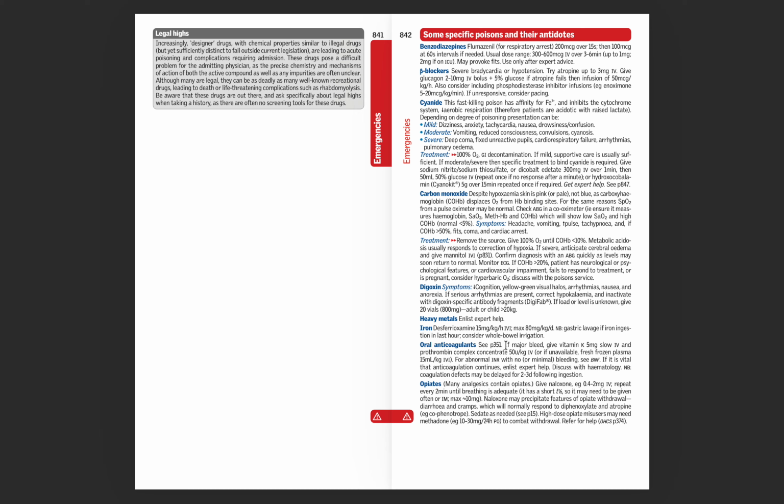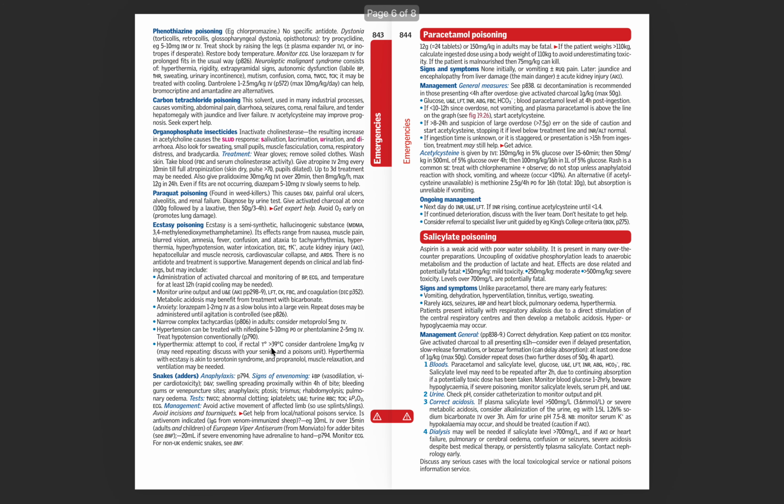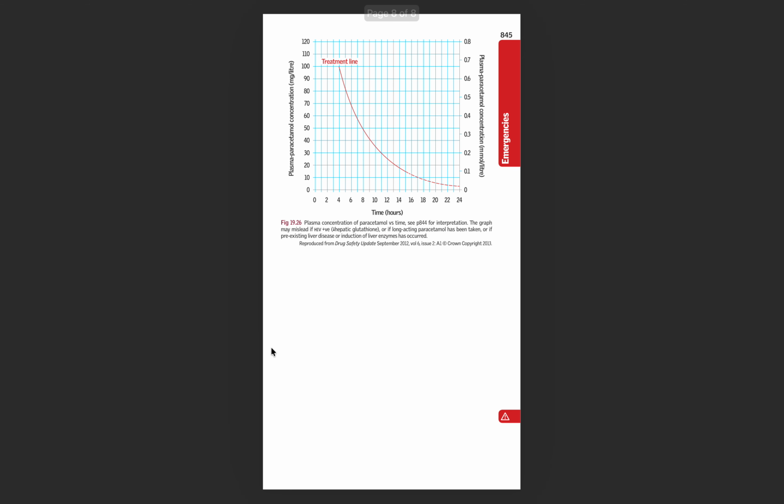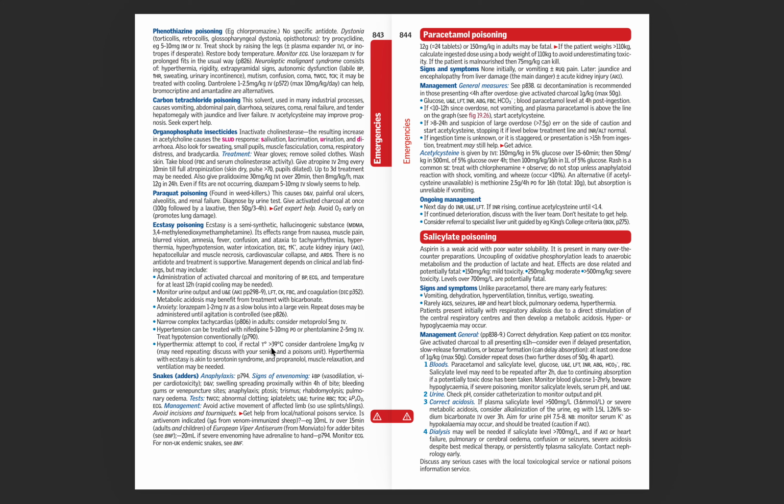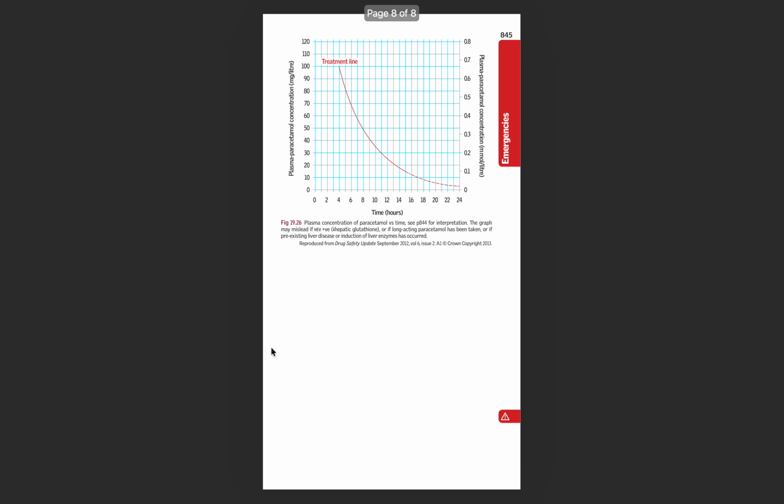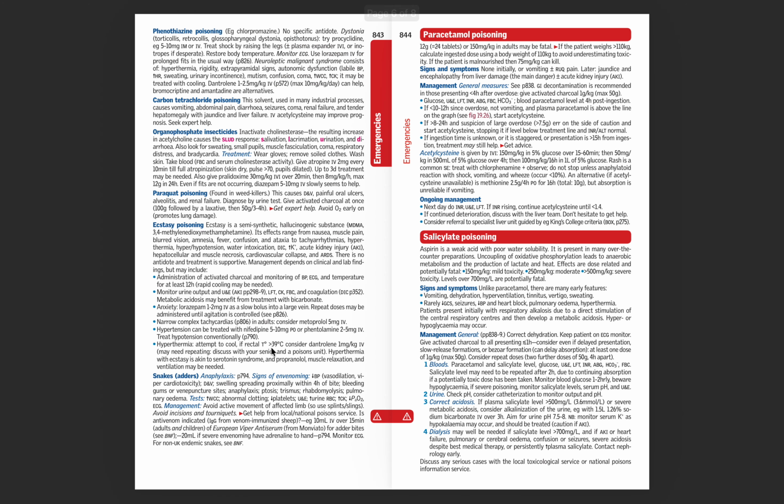For anticoagulants, if it's a major bleed, you give vitamin K and prothrombin complex. If it's an abnormal INR with minimal bleeding, see the BNF. Okay. And then just revising each poisoning. This is the nomogram, I guess, for paracetamol poisoning. And yeah, that's it.